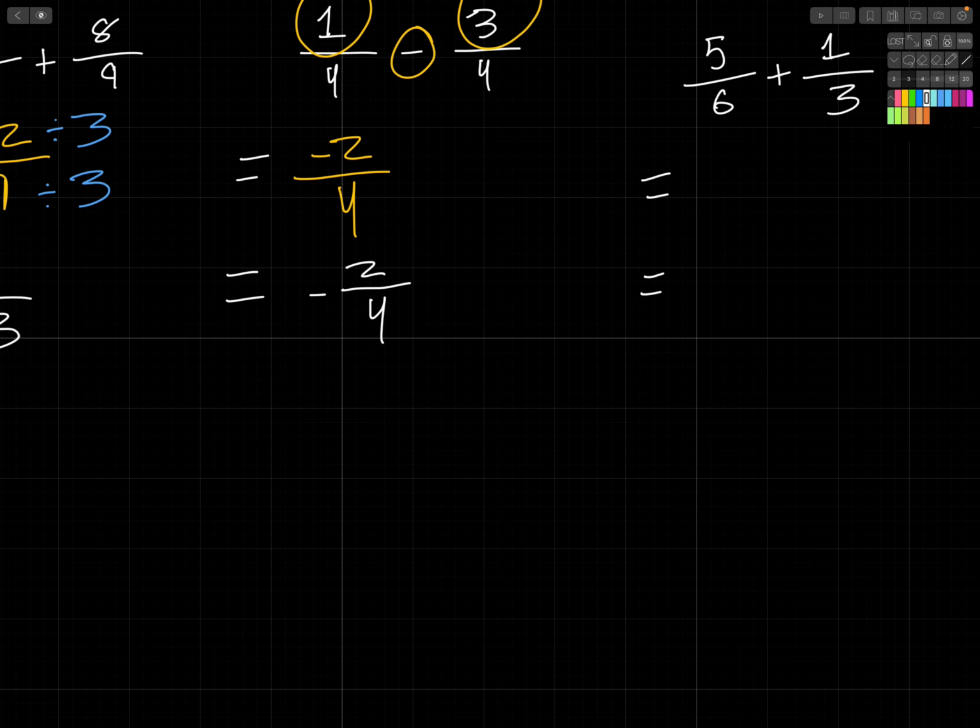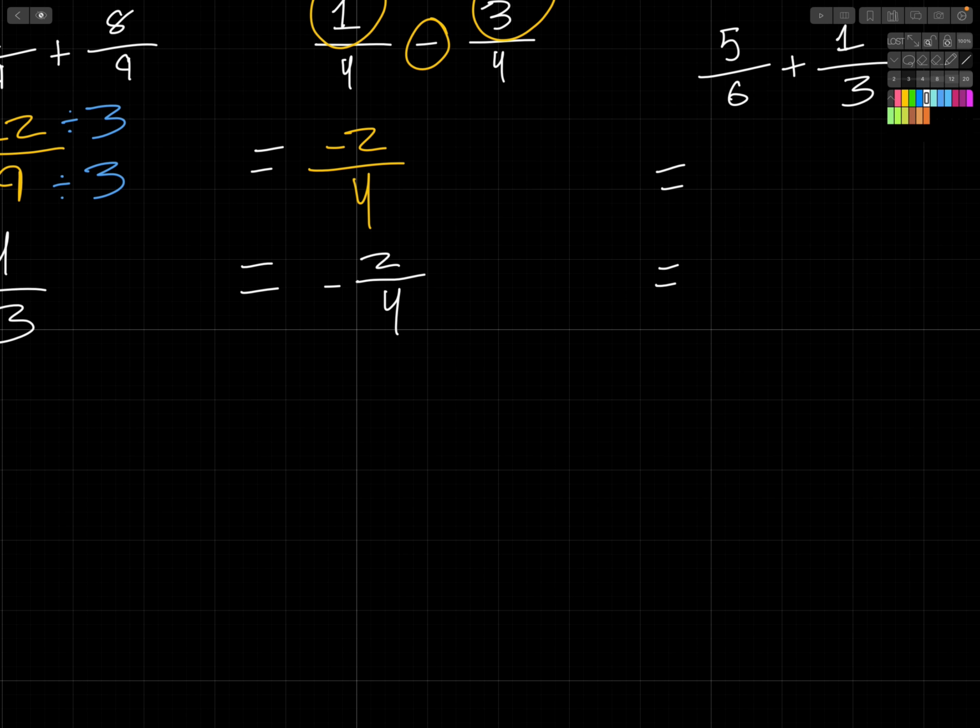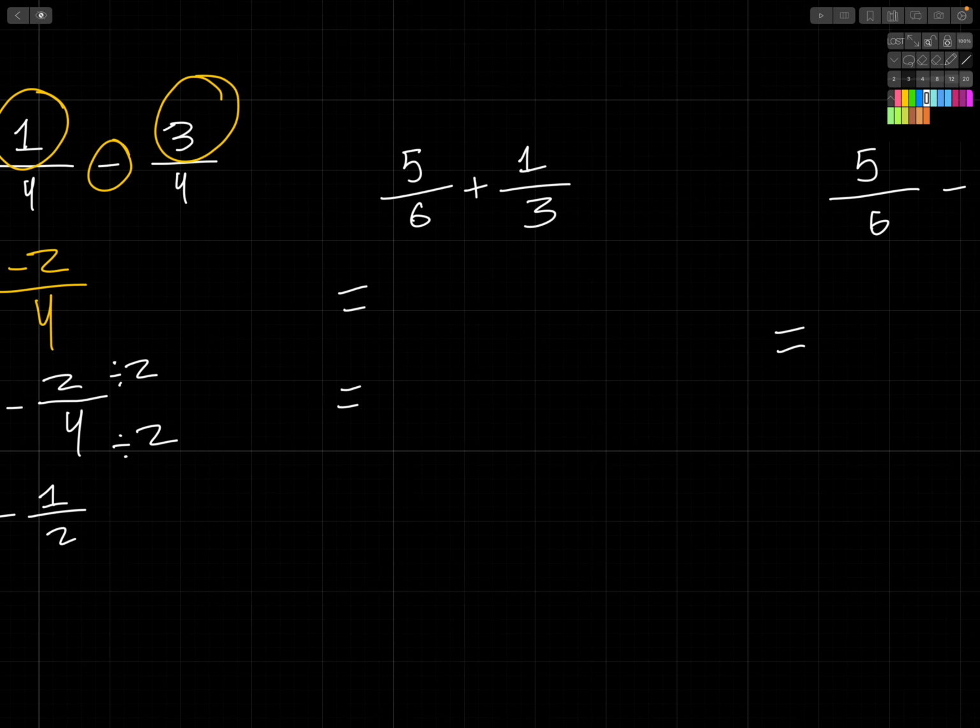Right? So now that you have -2 over 4, you can simplify this even further. The greatest common factor here would be 2. So 2 divided by 2, that's 1. And then 4 divided by 2, that's just 2. So that would equal -1/2.